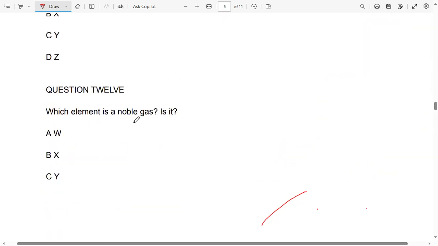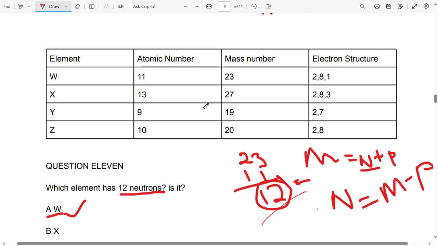Okay, and then question 12, they're asking which element is a noble gas. Remember, by definition, a noble gas is a stable element, meaning that its octet rule is fulfilled, or satisfied. So among these electronic structures that we can see here, which one has a full electron structure? This one has 2,8,1, so it has to lose this one in order to attain stability.